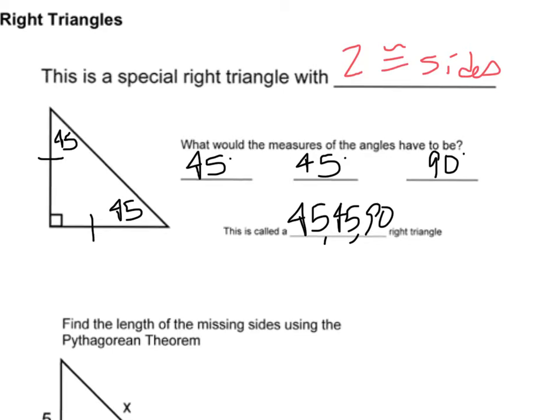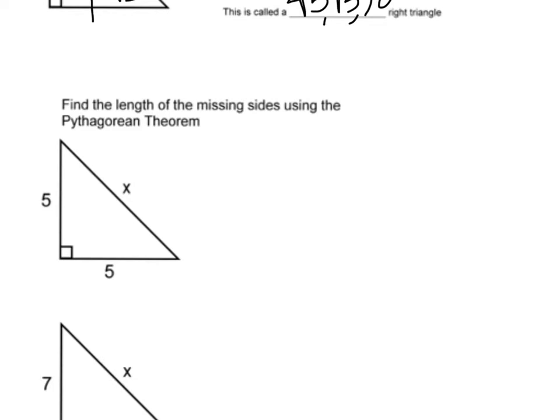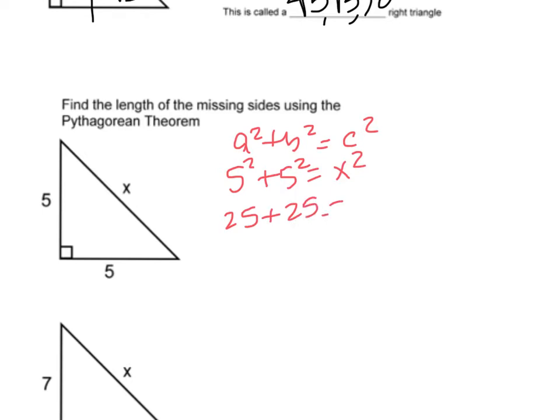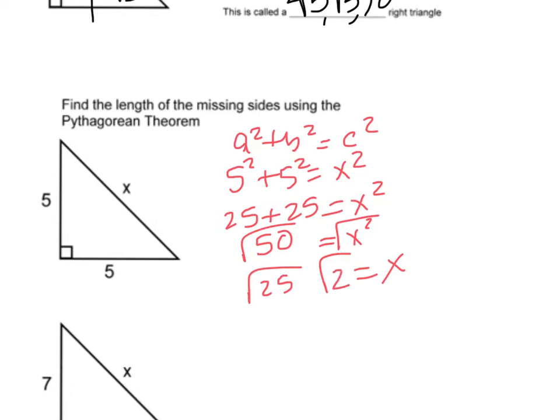So let's move on. It specifically says find the length of the missing sides using the Pythagorean theorem. So I'm going to write the Pythagorean theorem. A squared plus b squared equals c squared. 5 squared plus 5 squared equals x squared. I'm going to give you a moment to try that, please. 25 plus 25 equals x squared. X squared equals 50. Square root both sides. Break it up into a perfect square and a non-perfect square. And the answer, 5 root 2.